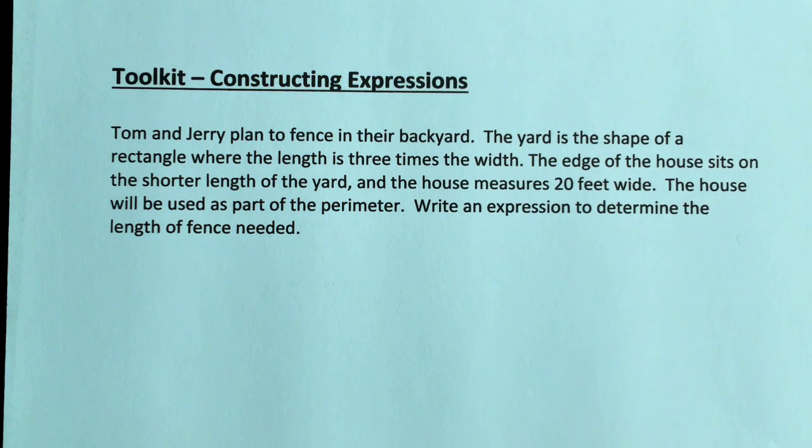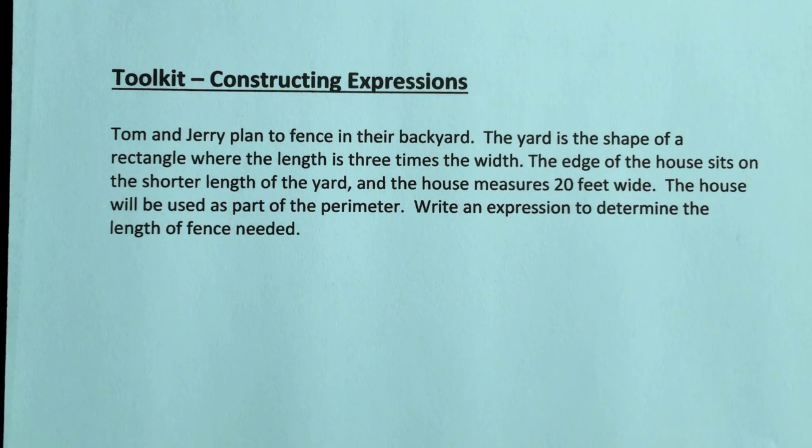The toolkit we have here is constructing an expression. So we're looking at word problems and how we are going to create an expression out of the situation that we have here. All right, I'm going to go ahead and read it. And I'm going to read it through once and then go back and think about a strategy that will work.